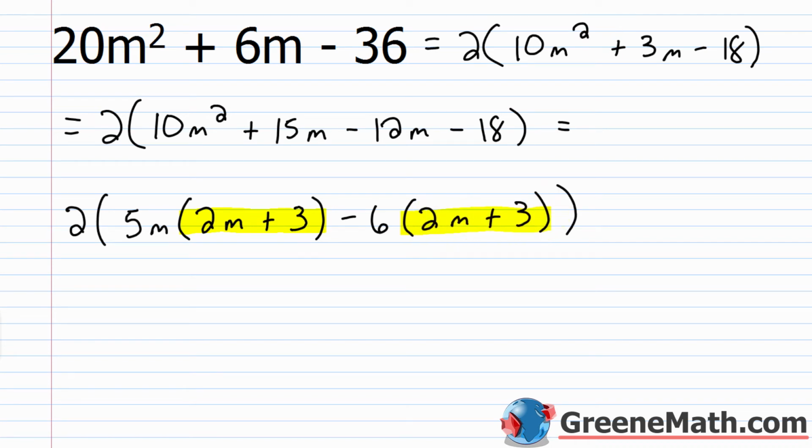It's really easy to see. I can pull that guy out. So I'd have 2 times 2m plus 3 times what's left. I'd have a 5m minus a 6. So 2 times the quantity 2m plus 3 times 5m minus 6. So again, if you want to check this, use FOIL here, then multiply the result by 2, and you should get 20m squared plus 6m minus 36 back.